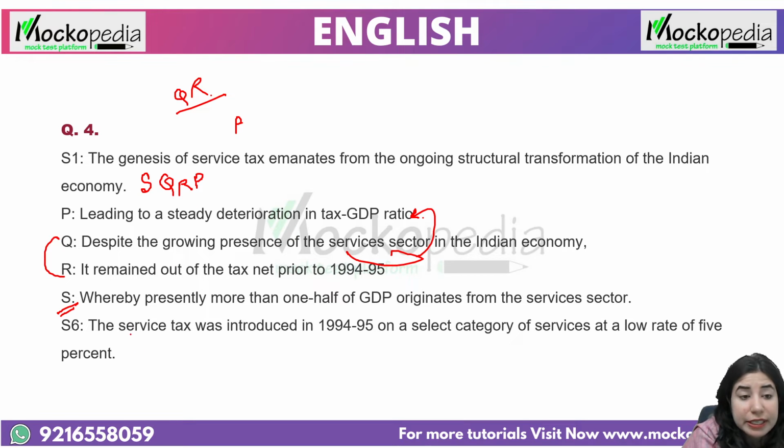And if you will read the sentence 6, the service tax was introduced in 1994-95 on a select category of service at a low rate of 5%. So what's the effective measure that has been taken? That's what statement S6 explains, right? I'll give you a minute. Please read this and see whether you are sorted with the combination.